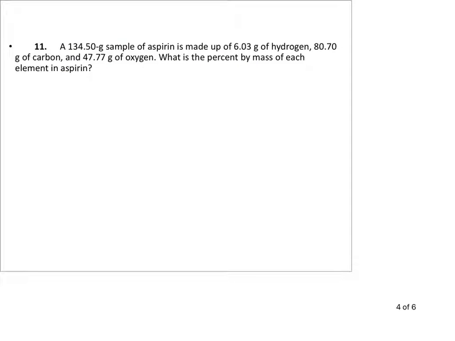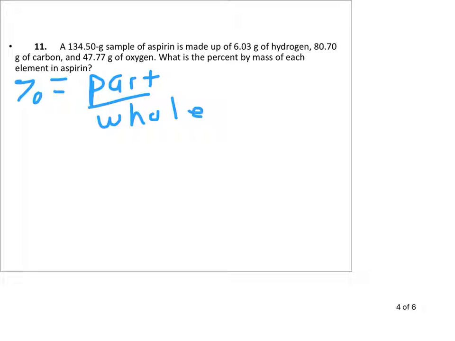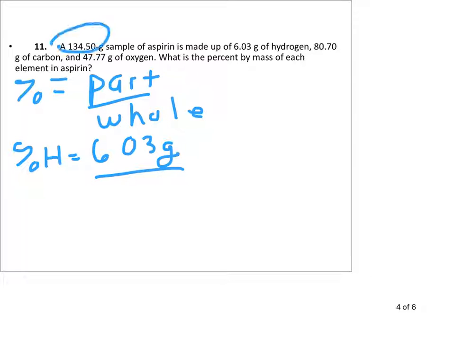Number 11, we get to find the percent mass of each element in aspirin. So if we want percent, our basic little thing is part divided by whole. In this case, we're going to do percent hydrogen. The part is 6.03 grams. The whole is, that one right there, 134.50 grams. Little calculator work.